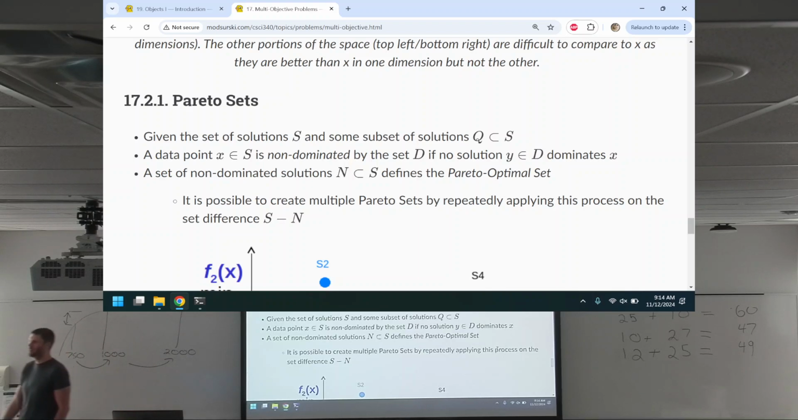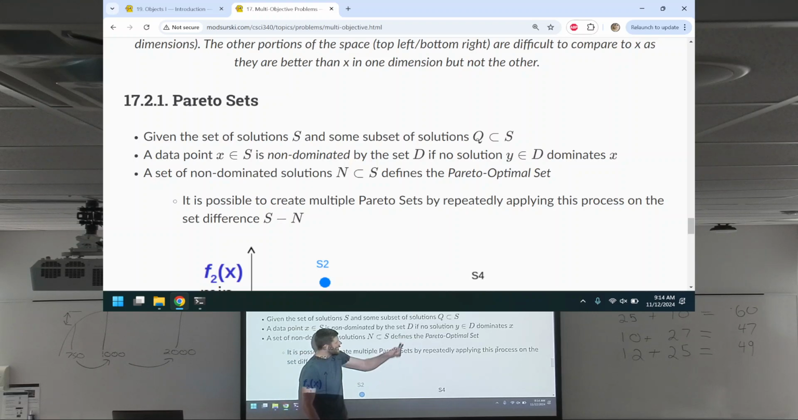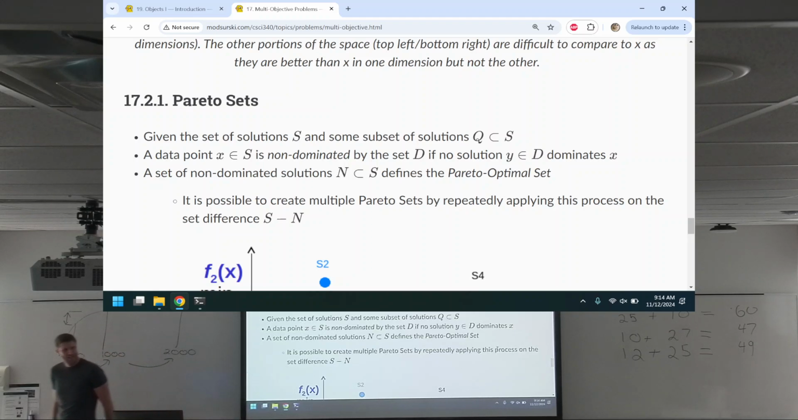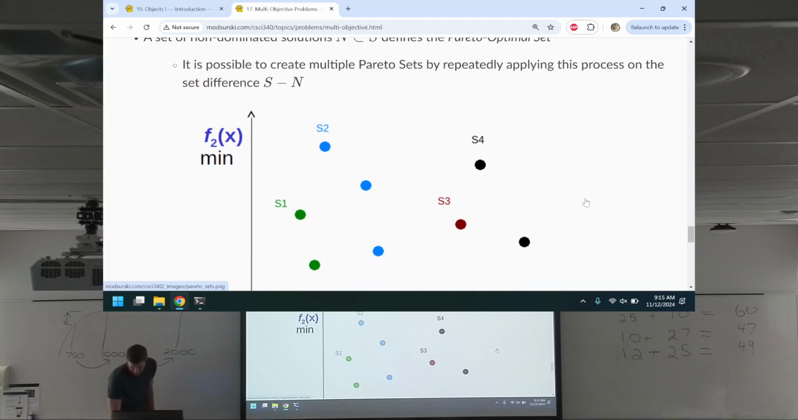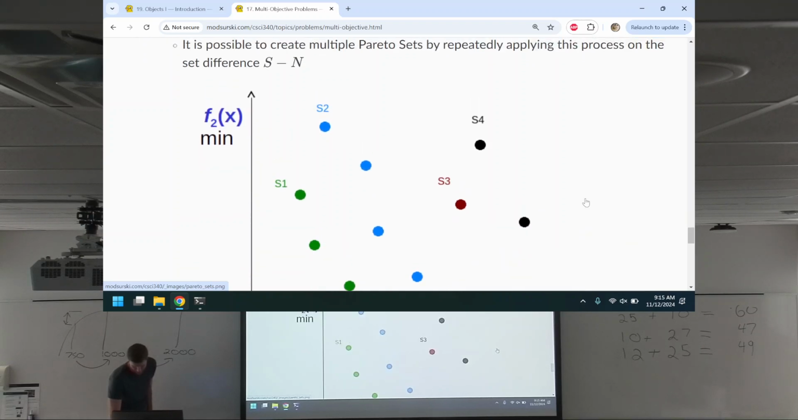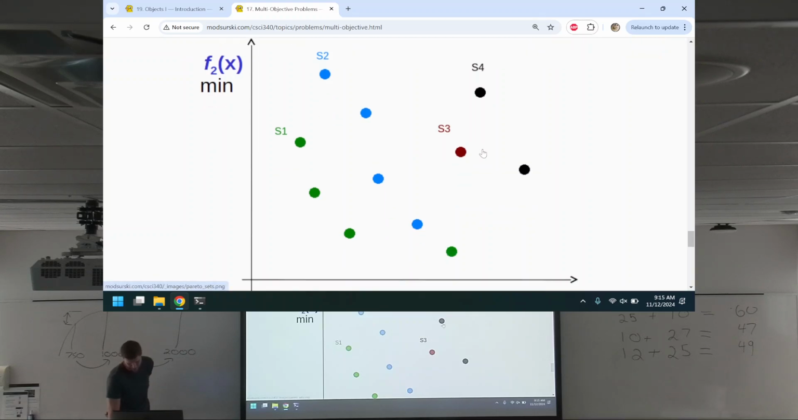All right, Pareto sets. Given a set of solutions S and some subset of solutions Q, which is a proper subset, a data point X in S is non-dominated by the set D if no solution Y in D dominates X. If this throws you off, just slow down and think about it. A set of non-dominated solutions N, which is a subset of S, defines the Pareto-optimal set. It's possible to create multiple Pareto sets by repeatedly applying the process on the set difference, S minus N.